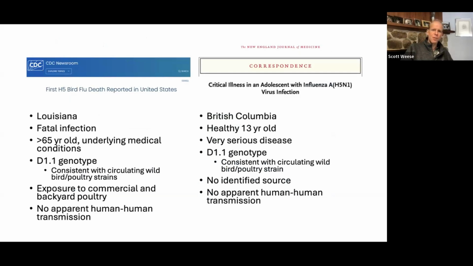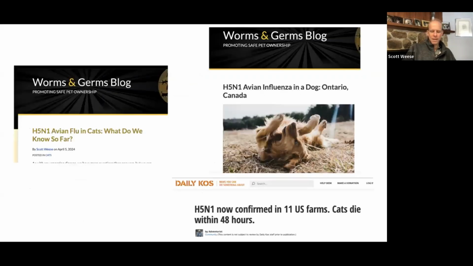There was one that was fairly high profile last fall, winter in British Columbia, an otherwise healthy 13-year-old that got very serious disease. And I'm talking extremely serious disease, incredibly intensive care required for this person. They also had the D11 genotype. Source wasn't identified, presumably linked to birds, but that wasn't identified. And for both of these, no human-human transmission, no infection identified amongst caregivers or family members. And in the US, there's also a person in Wyoming in hospital with, I believe, this strain they've confirmed now. So there are more serious infections coming up.